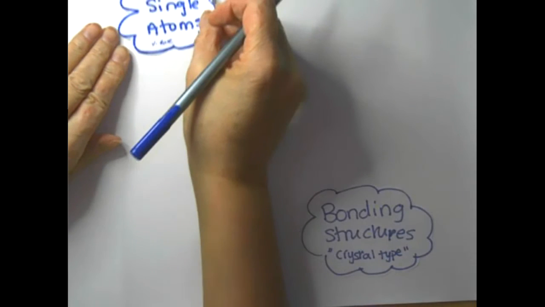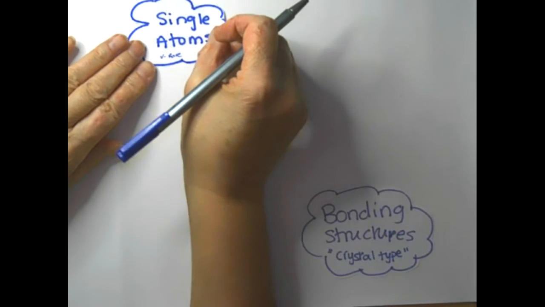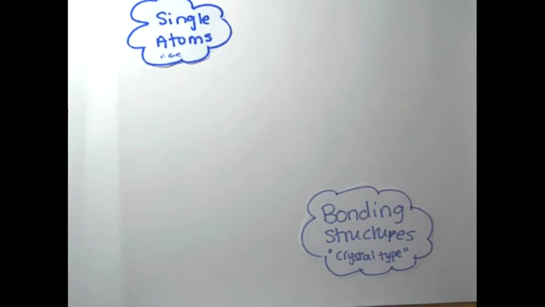Okay, so we're going to look at the different types of bonding structures we've got, and I've termed them crystal types because I was talking about the different crystal structures each of these made. So the first one that I'm going to talk about are the single atoms. So things that are made from one atom only.